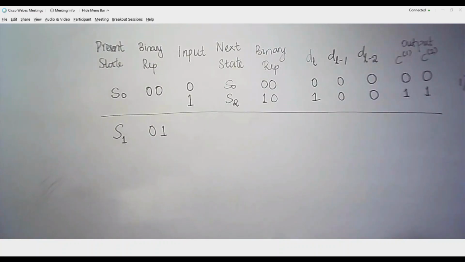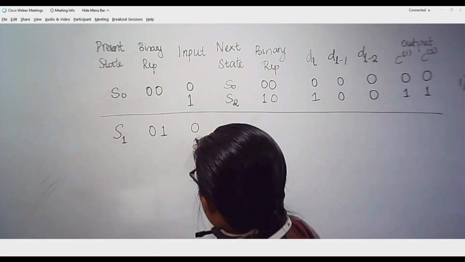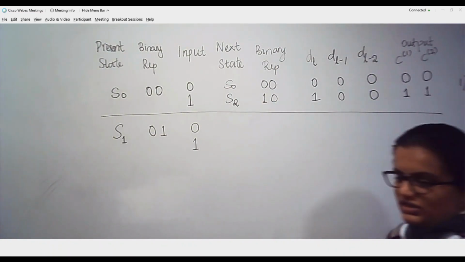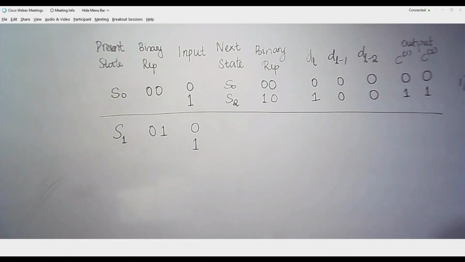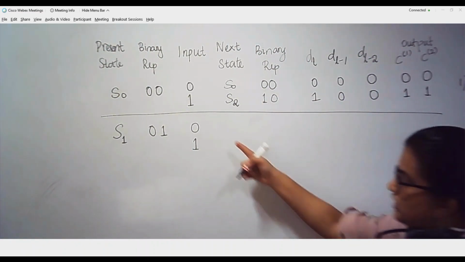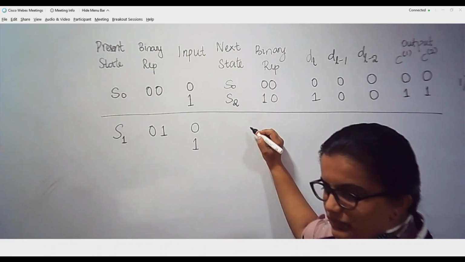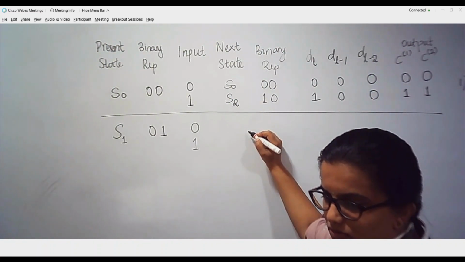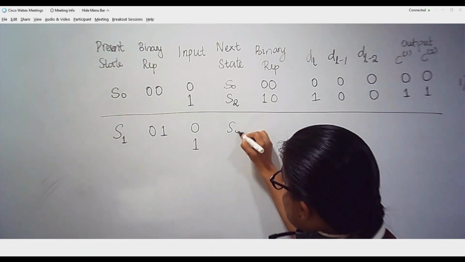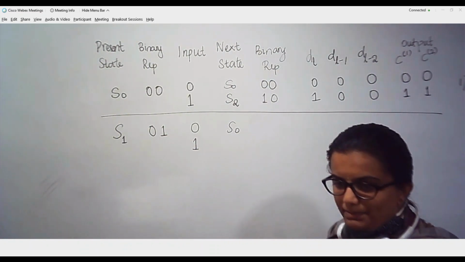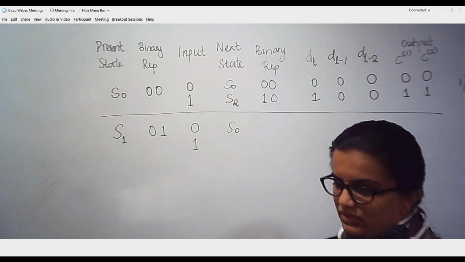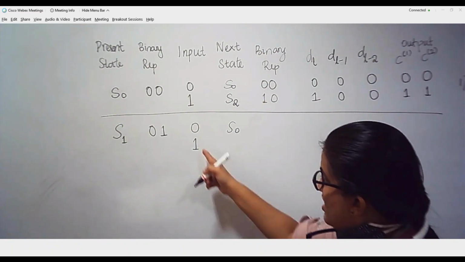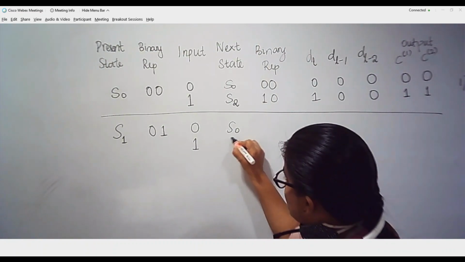Okay, what if it is 0, 1? In that case, the same two inputs I will have. Next bit could be either a 0 or a 1. So if I put a 0 in this case, what will happen? What will be the next state? S0. Not that. If I give 1, S3. S2. Yes, S2, correct.